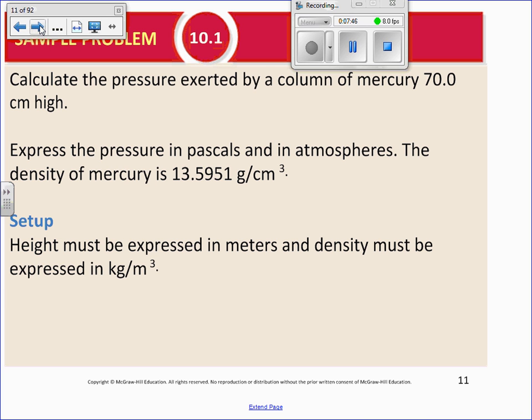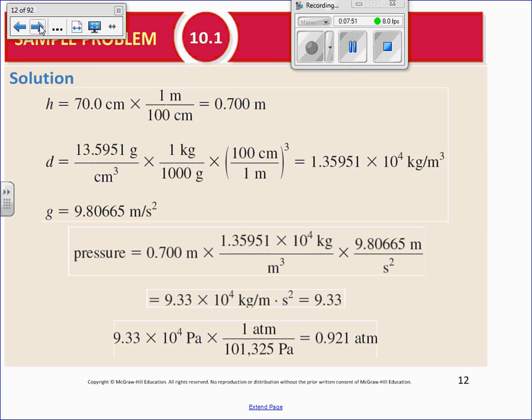Conversions. Well, the height we changed to meters, so it's 0.7 meters. Density in grams per cubic centimeter, so we changed grams to kilograms, and centimeters cubed to meters cubed. And if you do that, you end up with 1.35951 times 10 to the fourth kilograms per meter cubed. And g, the force of gravity, is 9.80665 meters per second squared.